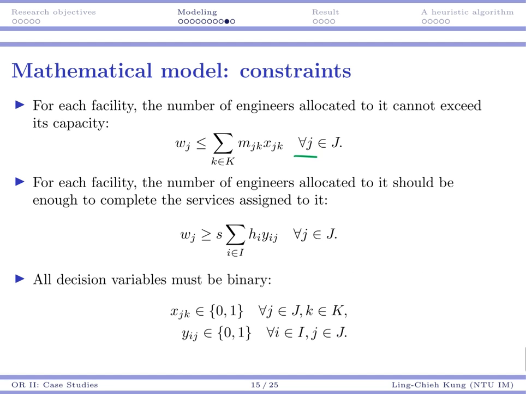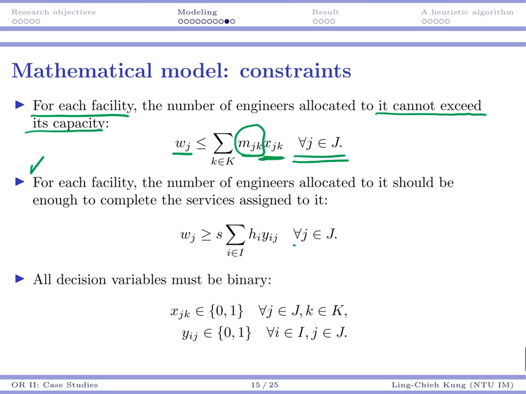And then for each facility, the number of engineers that you allocate there cannot be larger than its capacity. So according to the scale level you choose, you know how many engineers you may host there. The number of engineers you allocate there cannot be greater than that.